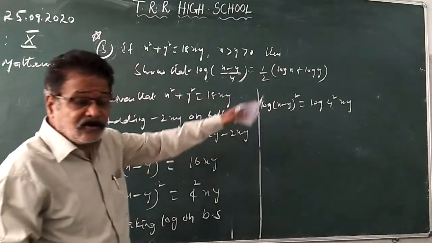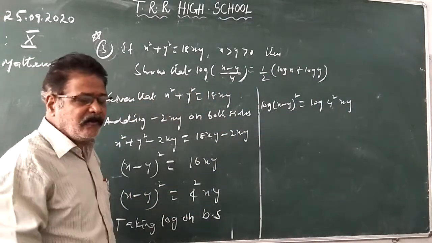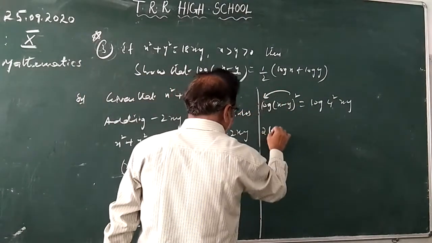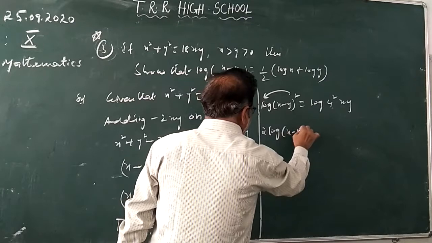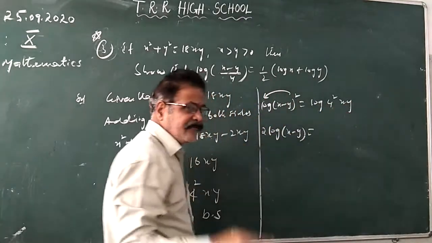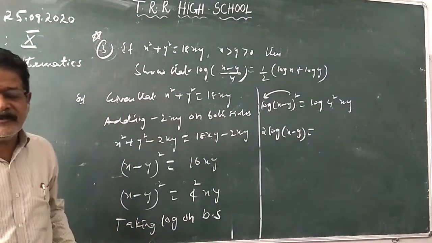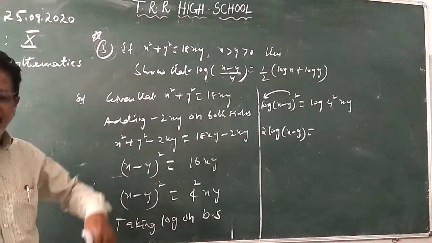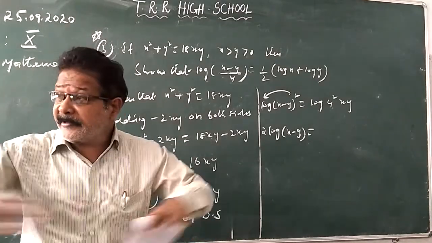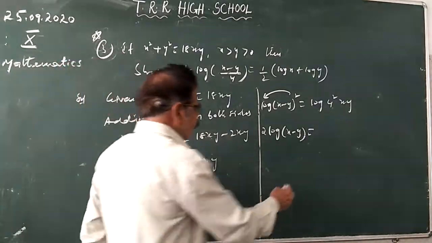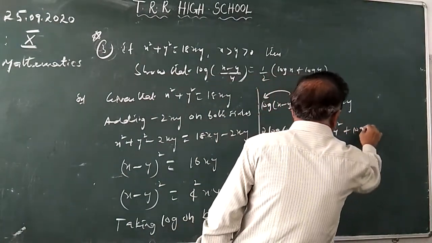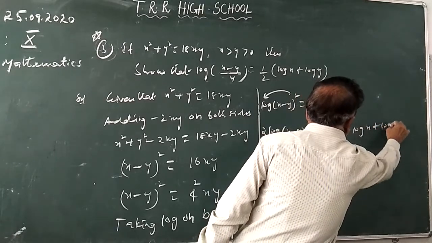Log of (x minus y) whole square: log x power n means n log x. The power comes as a quotient, so 2 log of (x minus y) is equal to, this is a log expansion, log xy, the first law. The first law of logarithm is log xy is log x plus log y. Log xyz is log x plus log y plus log z. It can be extended up to any number of terms. So this can be written as log 4 square plus log x plus log y.